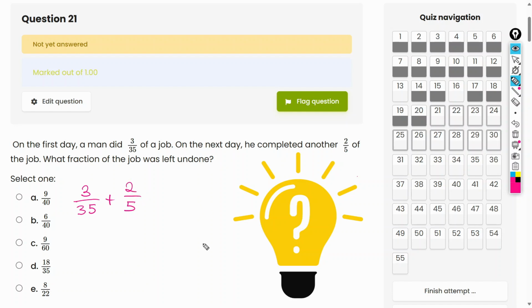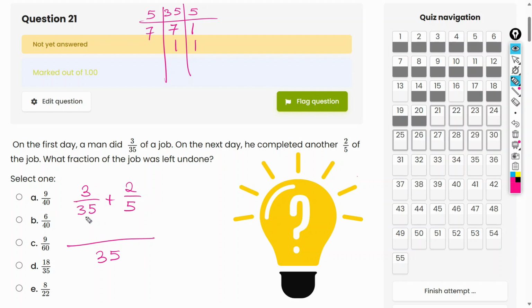Now, when adding fractions, the first thing to do is to find your LCM, to give them a common denominator. So the LCM of 35 and 5, you can do that here. 35, 5. We can divide by 5. 5 into 35 is 7. 5 into 5 is 1. Then 7, 1, 1. 5 times 7, that's 35. The LCM is 35.